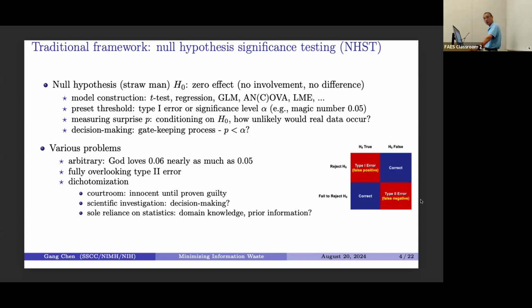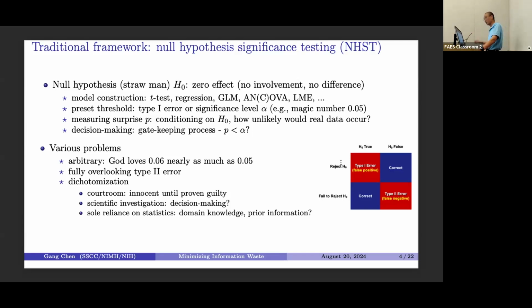On the diagonal, the two red ones, we make a mistake. The upper left one is the type 1 error. The lower right one, the red one, is the type 2 error. Traditional statistics typically focus on the type 1 error because we are worried that there's no effect, yet we make a decision and claim there is an effect. That's horrible for science. There's nothing, and we claim there's something. That's a terrible situation, so we want to avoid it. That's why traditional studies focus on type 1 error.